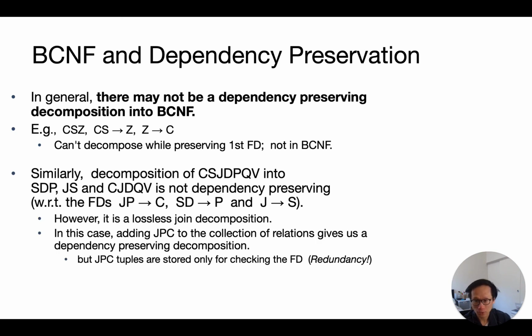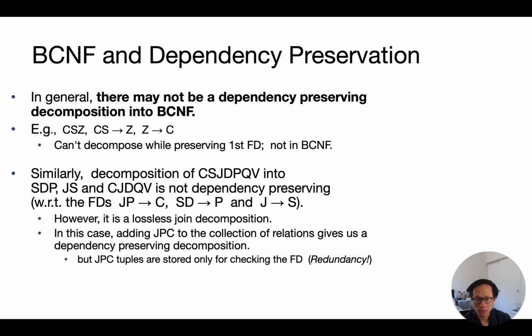Similarly, the decomposition of our contract table CSJDPQV into SDP, JS, and CJDQV is also not dependency preserving with respect to our functional dependencies. However, it is lossless because we follow the rules of BCNF decomposition. So here's a trick we could play. We could add JPC as another table to the collection of decomposed relations that we formed earlier. That would certainly allow us to check functional dependency JP determines C very cheaply, but it's actually redundant.